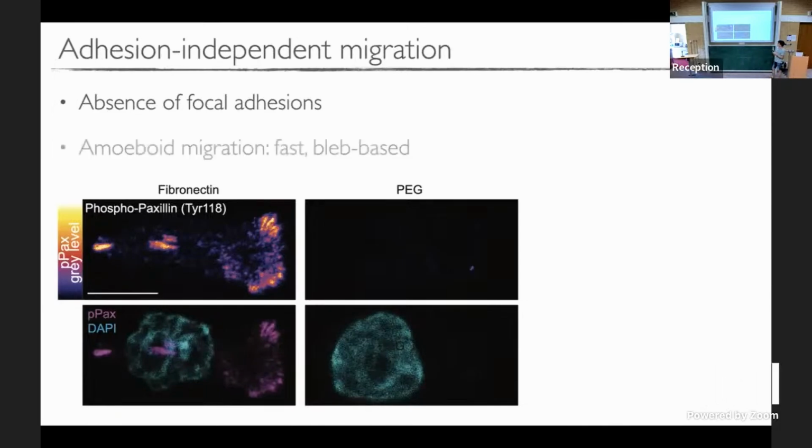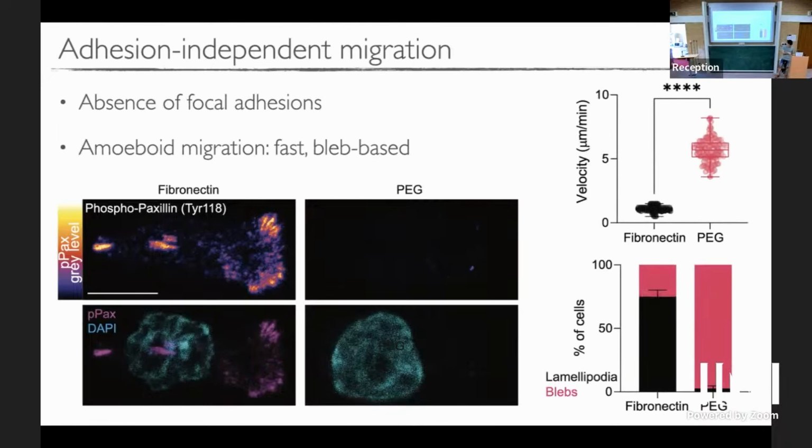They do something known as amoeboid migration, which is known to be faster than adhesive migration, and is known to be basically based on blebs instead of lamellipodia, so the type of protrusion changes. And these are all things that we see as well in these experiments. So this looks like classical amoeboid migration.